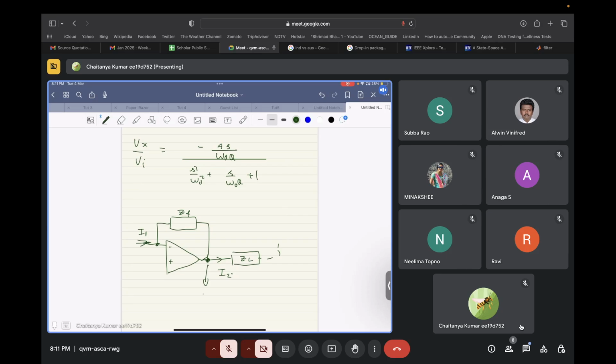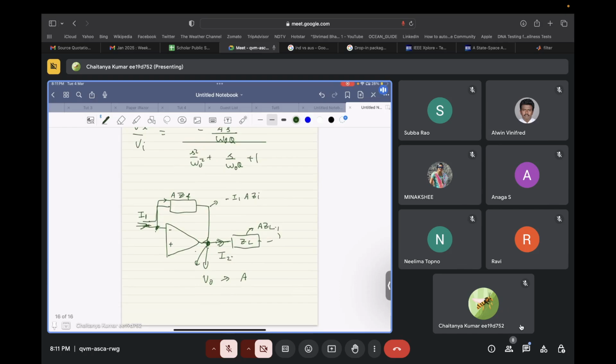Now let's say you want to scale this node V naught by a factor of A. So this I1 will flow through this ZF, so you will increase this ZF by a factor of A. And this is virtual ground, so this will become minus of I1 times A ZF. So this node has increased by a factor of A. Now you want whatever is flowing out of this also to remain constant, so you will increase this also by a factor of A. So this will become A times ZL. So if you do this in a particular circuit, you can increase the voltage at one particular node without changing the transfer function at any other node. This technique is called dynamic range scaling. Any doubt in this?